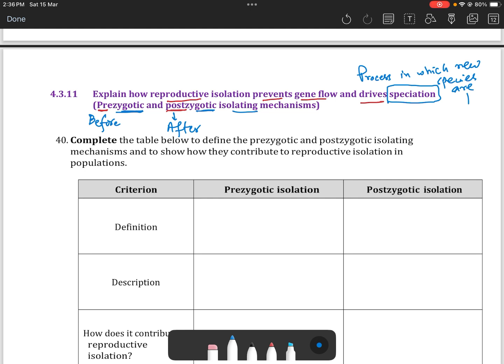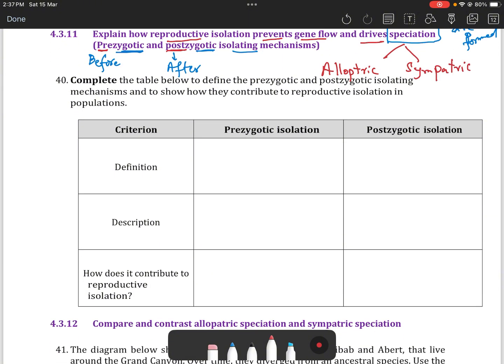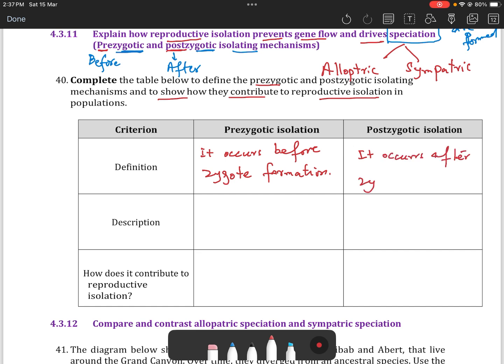And there are two types of speciation, and they are: number one, allopatric, and number two, sympatric. We will discuss them. Complete the table to define how prezygotic and postzygotic isolating mechanisms work and to show how they contribute to reproductive isolation. So definitions I already told you. Prezygotic. What do we mean by prezygotic? It occurs before zygote formation, while postzygotic it occurs after zygote formation.